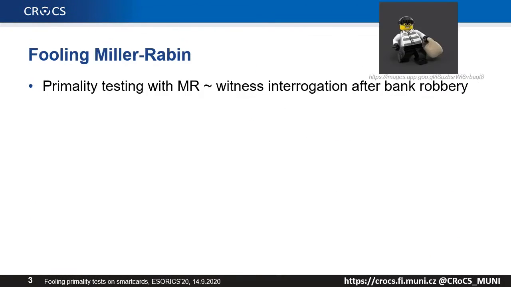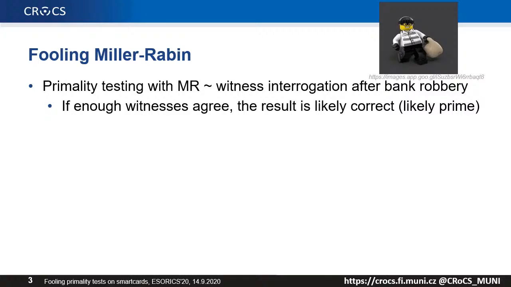So what is the Miller-Rabin algorithm doing and how can we fool it? Imagine there was a bank robbery with a lot of witnesses. Police is investigating, they have a suspect, and now they are asking randomly selected witnesses whether the particular suspect is a thief or not. And if enough witnesses agree that this is a thief, likely our result is correct. In case of prime testing, likely we do have a prime.